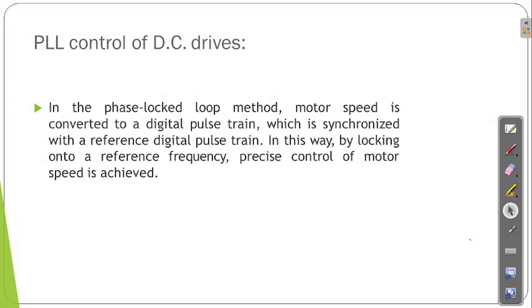Then we'll move on to PLL control of DC drives. What is PLL? It is the phase locked loop method. In this PLL method, the motor speed is converted to a digital pulse train, which is synchronized with the reference digital pulse train. In this way, by locking onto a reference frequency, precise control of motor speed is achieved.